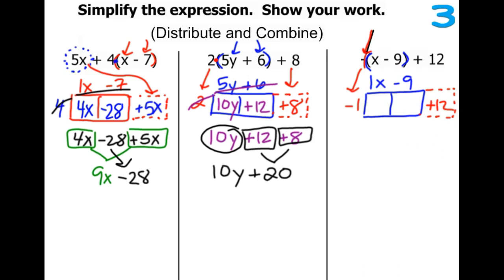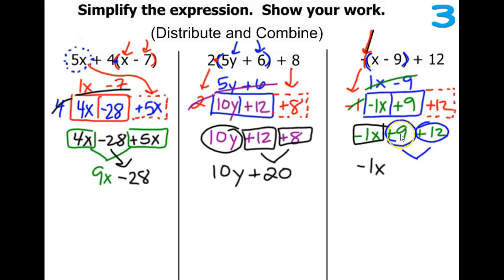That's our hall monitor. So when we multiply, negative 1 times 1 is negative 1 with the x. And a negative times a negative again makes a positive. 1 times 9 is 9. So we have negative 1x plus 9 plus 12. So our only x we have, right there, negative 1x. And then we have plus 9 plus 12. 9 plus 12. We had 12 plus 8 over here, so 12 plus 9 is one more, so it should be 21.